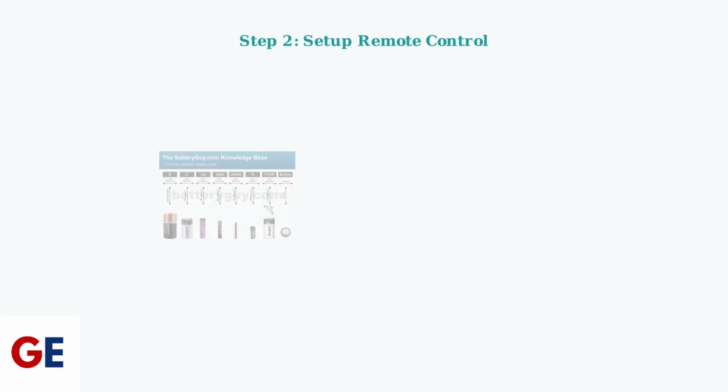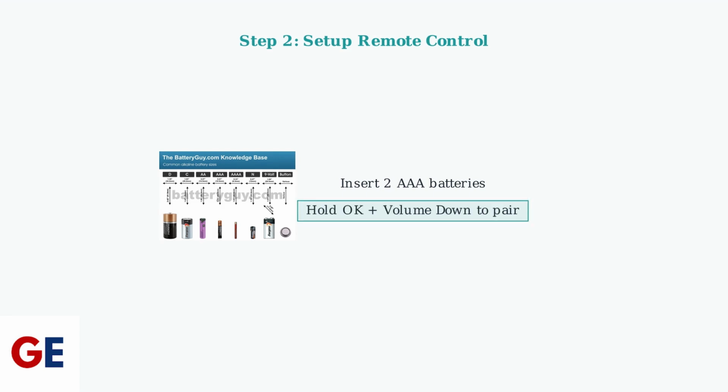Now set up the Bluetooth remote control. Insert two AAA batteries into the remote, making sure to match the positive and negative terminals correctly. To pair the remote with the VSeeBox, hold down both the OK button and volume down button simultaneously until the remote connects to the device.